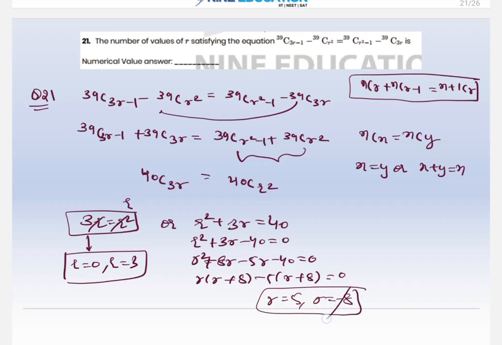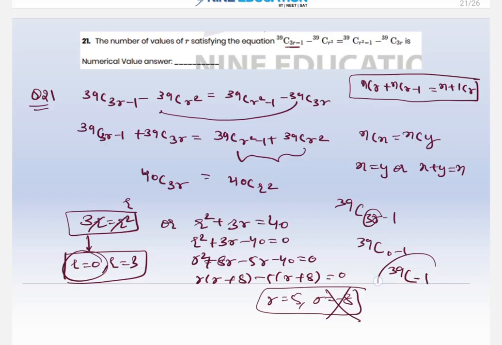Now obviously r cannot be negative. r takes only the value from 0 to n, which is a non-negative integer. So -8 is not there. Now we need to see if all of them are satisfying. If we substitute 0 in this particular equation, 39C(3r-1) will be 39C(0-1), so that will be 39C(-1). That is again not defined. So 0 cannot satisfy this equation.